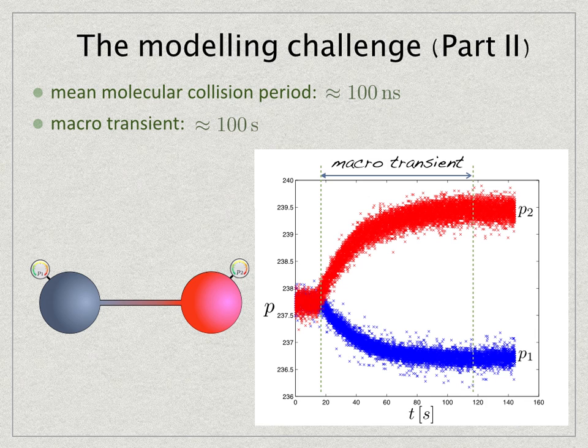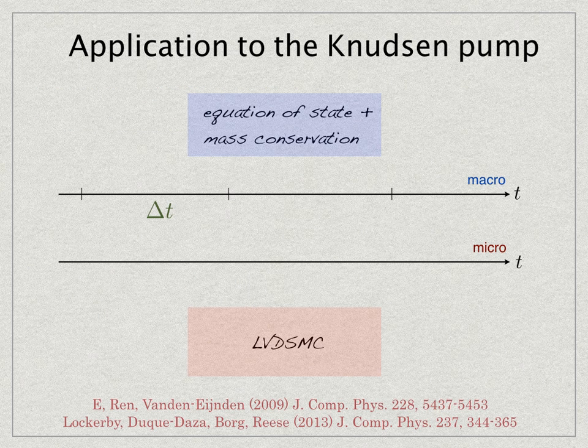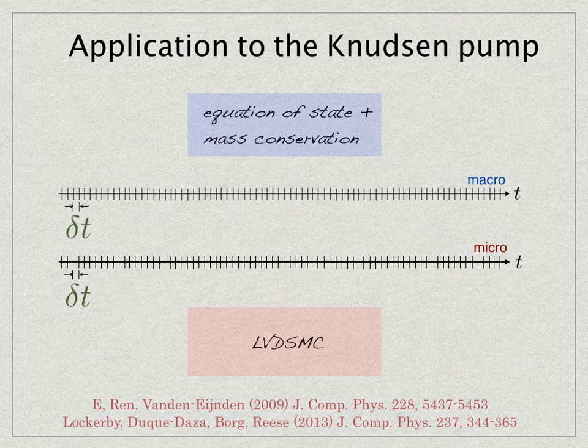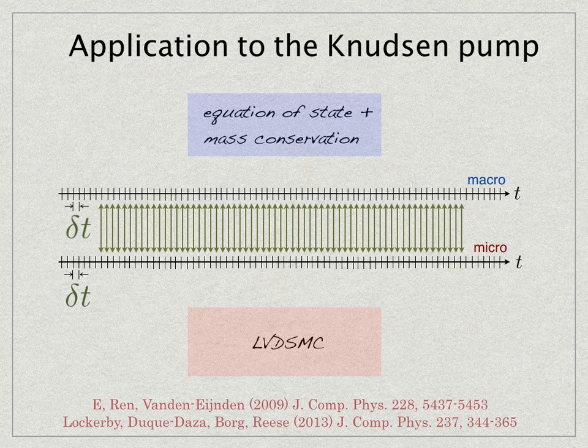If it's not obvious, that's quite a significant problem in terms of time stepping, because our macro scale model would like to be able to make very large time steps so it can resolve that macro scale transient, but for our micro model, the time step is dictated by the requirements of the LV-DSMC, which is much shorter, so 9 orders of magnitude smaller. So conventionally you would make the macro time step as small as the micro model requires and couple them at every time step, but that is extremely expensive.